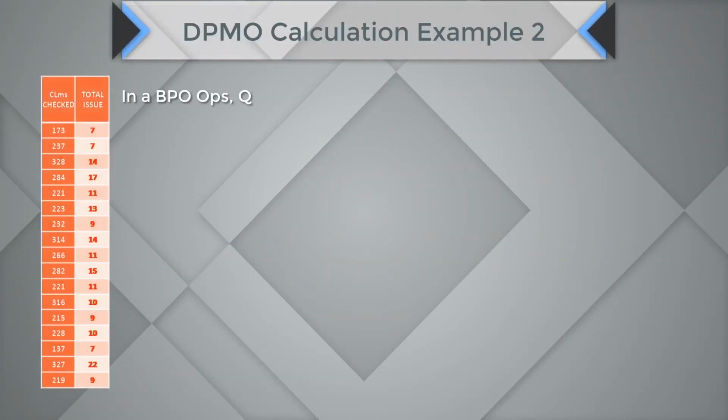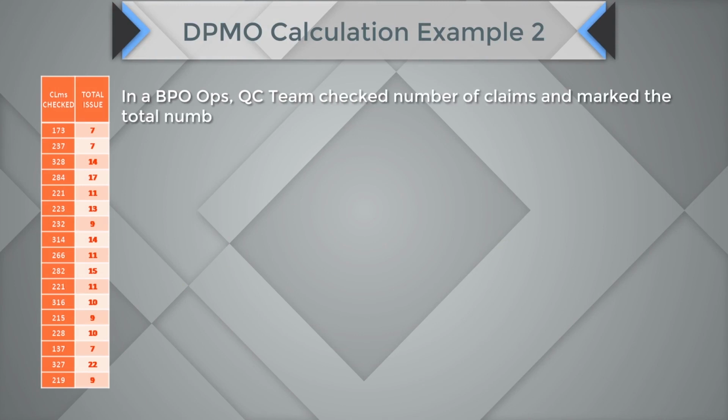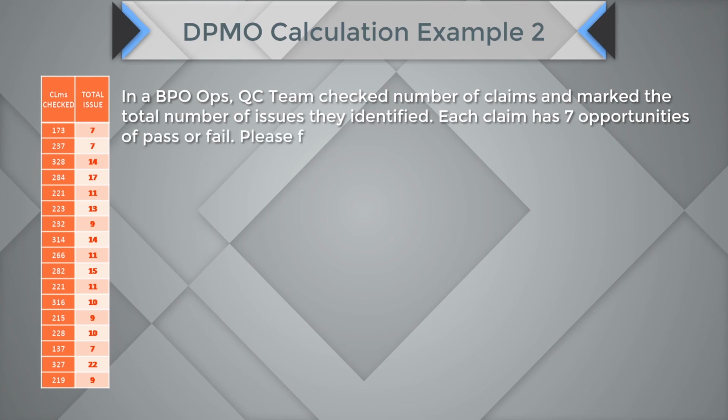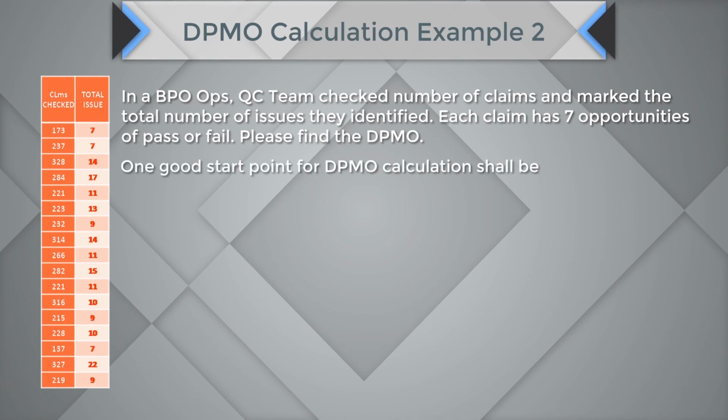Let's take another example. In a BPO operation, the quality team checked a number of claims and marked the total number of issues they identified. Each claim has 7 opportunities of pass or fail, and you are required to now calculate the DPMO. I have here the number of claims that have been checked, and I have here the total number of issues that have been observed. One good start point for the DPMO calculation shall be to calculate the DPO scores.